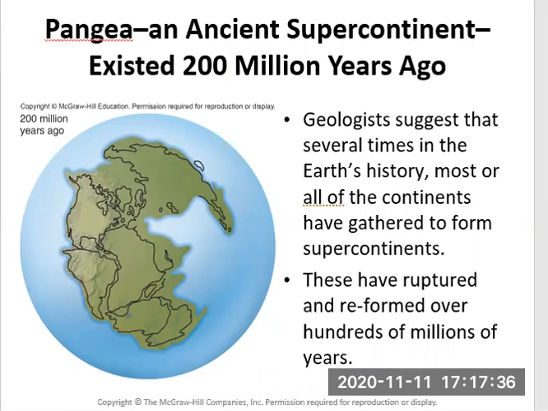Let's now talk about Pangaea, an ancient supercontinent that existed 200 million years ago. Geologists suggest that several times in the Earth's history, most or all of the continents have gathered to form supercontinents. These have ruptured and reformed over hundreds of millions of years. Over millions of years, the continents can drift long distances.